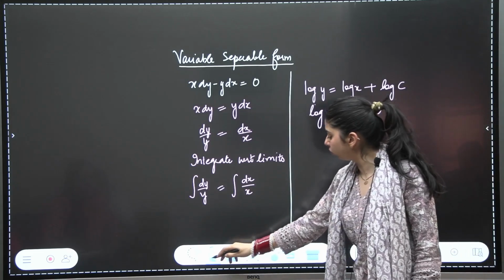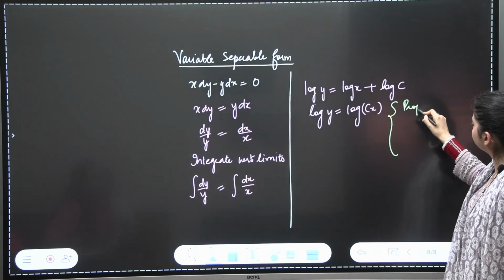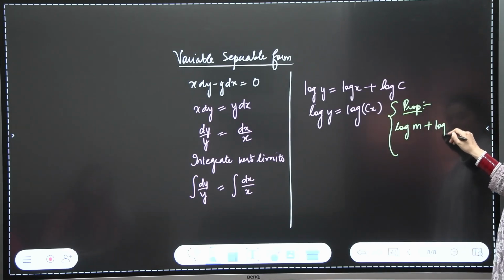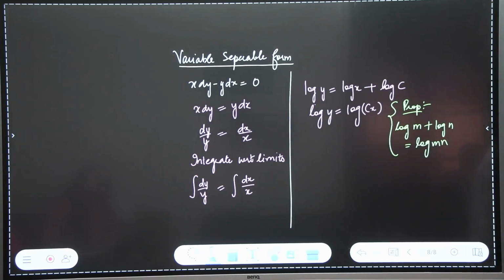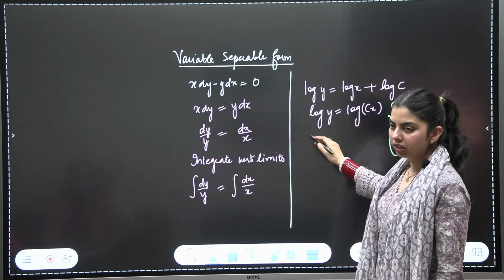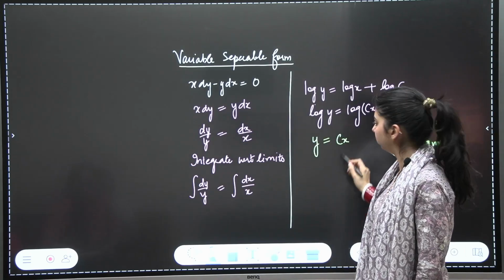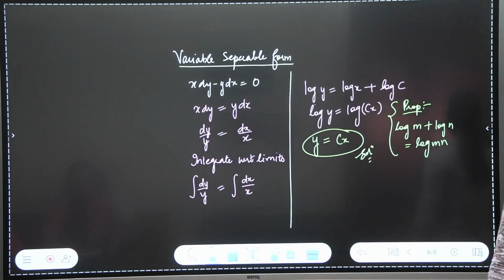What is the property we use here? The property that we've used is from logs: log m plus log n is equal to log m into n. Right? And now I can take anti-log on both sides. Once I take anti-log on both sides, my answer would be y is equal to c x, that would be my solution. Got it? Understood? Shall we try certain questions? Alright. Let's try some questions based on this idea.